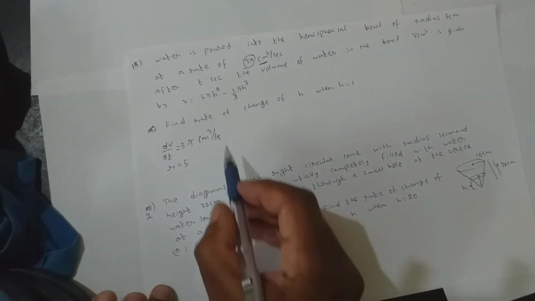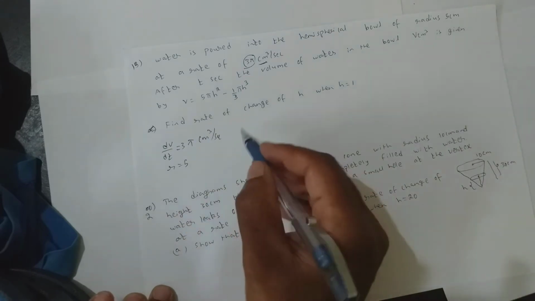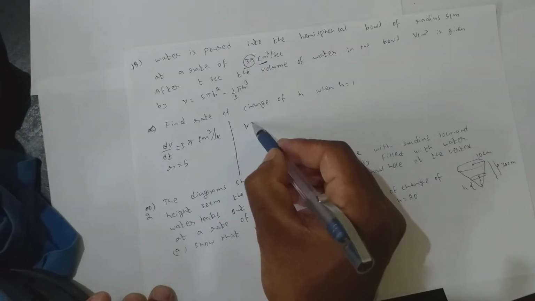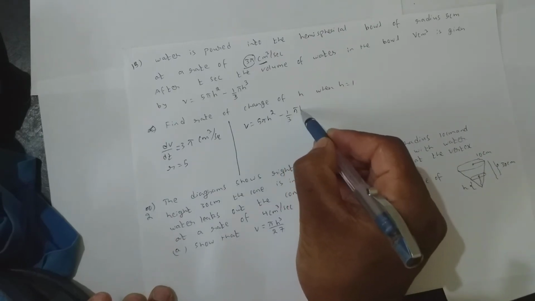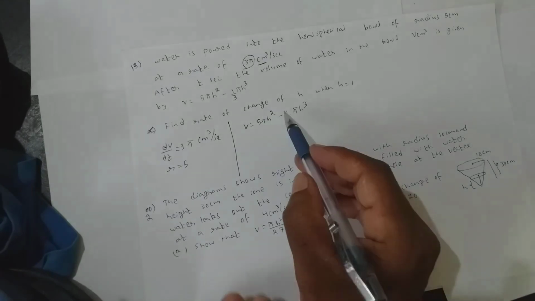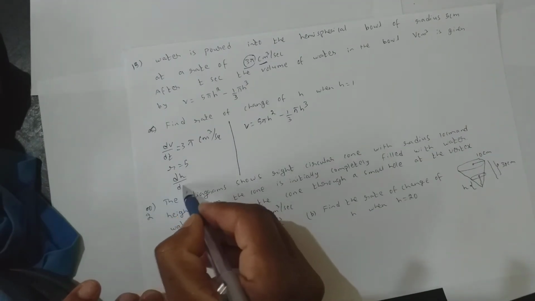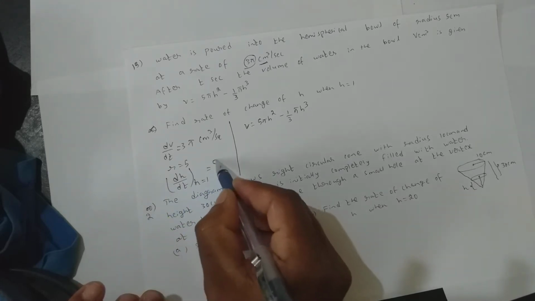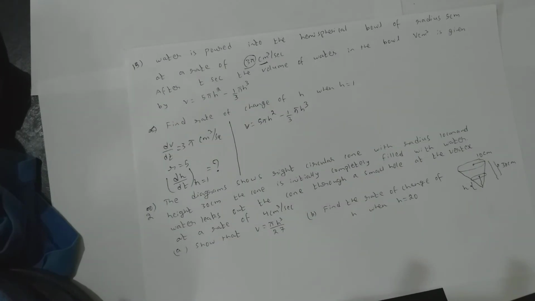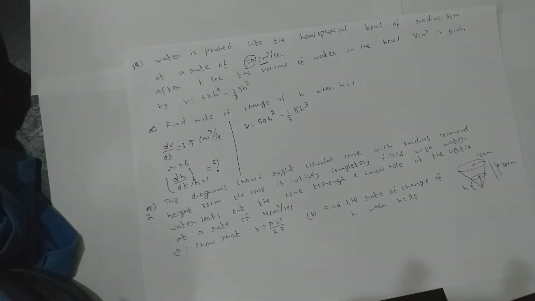Next, what else is given? After t seconds, the volume of the water in the bowl is given by this. So V equal to 5 pi h square minus 1 by 3 pi h cube. Find the rate of change of h when h equal to 1. Rate of change of h means dh by dt when the value of h equal to 1 is the question. Am I clear so far? I read the question, whatever is given, I have written it.